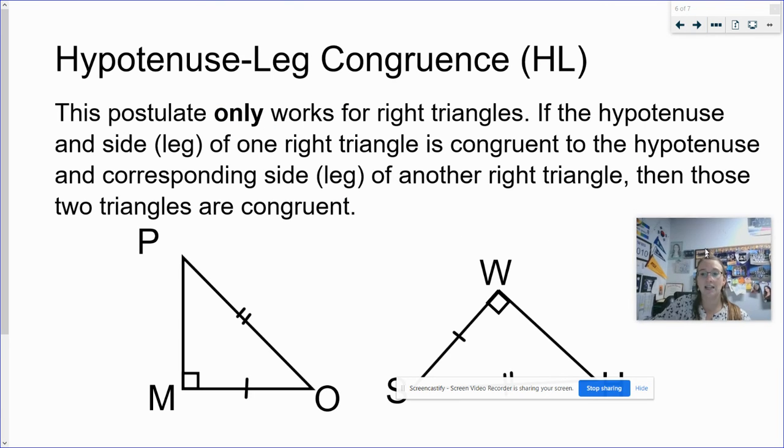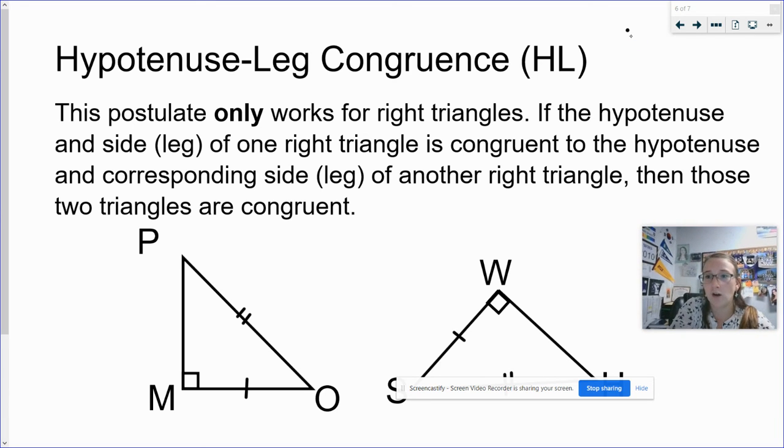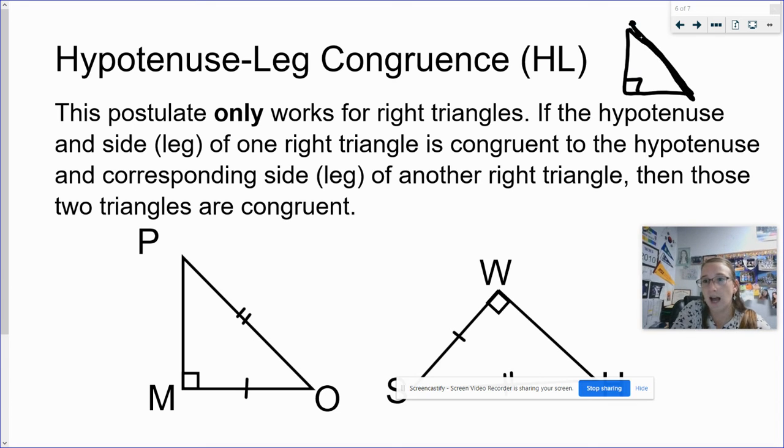Okay, hypotenuse leg is the last one. So you're like, whoa, this is new. We've had sides and angles, and now we say hypotenuse leg. Now, we haven't talked about this yet, but you've learned it in earlier classes, either in freshman year or middle school, that in a right triangle, the longest side across from the right angle, notice here's my right angle, across from it, we call that the hypotenuse. That's H for hypotenuse.